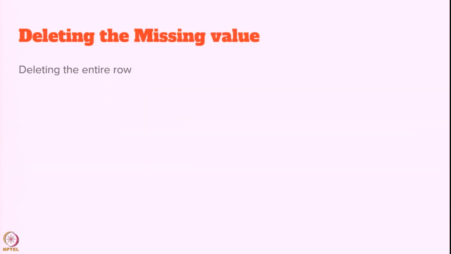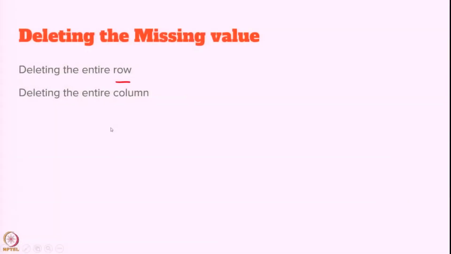Now, if you have a missing value and the data set is extremely large, what can you do? One of the instances doesn't contain the required information. You can delete the entire instance, that is, delete the entire row. This is one possibility. Then if one of the attributes is missing for all the instances, in that case we can delete the entire column. That is the second case.